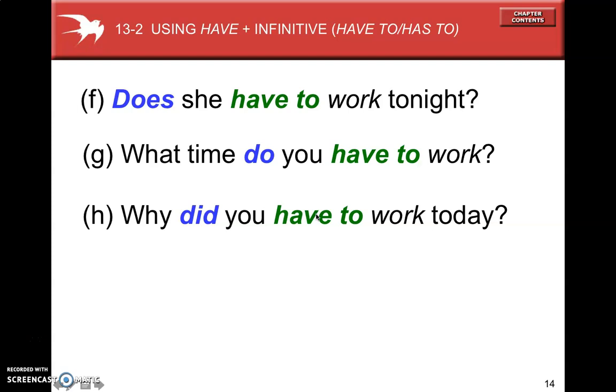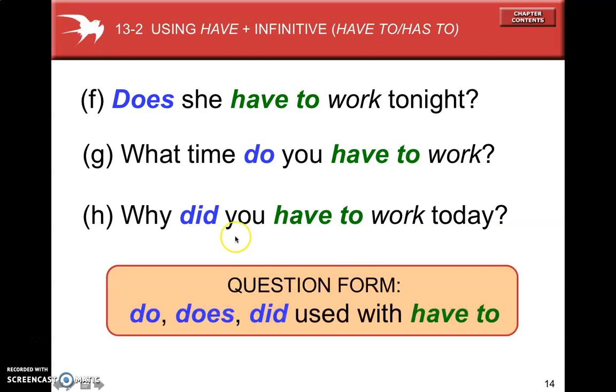No has, no had, just have. And then we change the first verb, the helping verb, do, does, or did. We change that to show the person and the time. But we don't change the second verb. So a past question could be, why did you have to work today? The answer might be, because I work every Monday. So for questions, we use do, does, or did with have to.